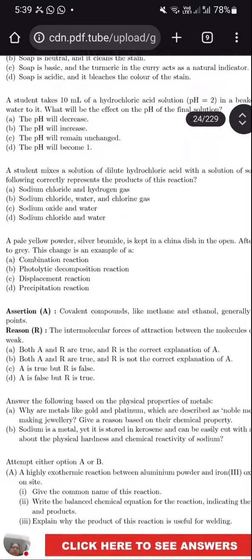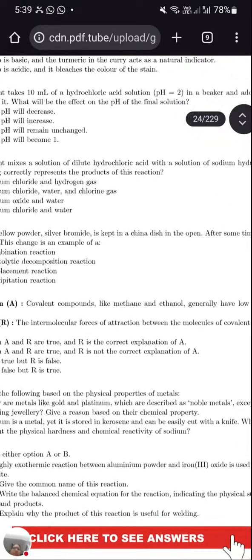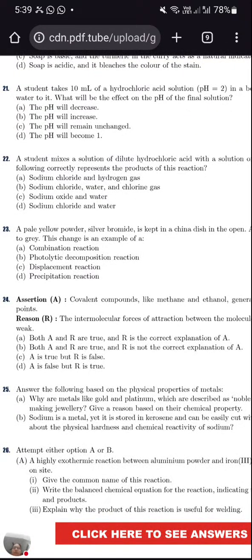23rd one: pale yellow powder silver bromide is kept in a china dish in the open. When it is kept open in a china dish, after some time its color changes to gray. This change is an example of what kind of change? Question number 23, you need to write the answer now. Why does the color change? 23rd is B, photolytic decomposition reaction. Very good. In presence of light, it is undergoing decomposition.